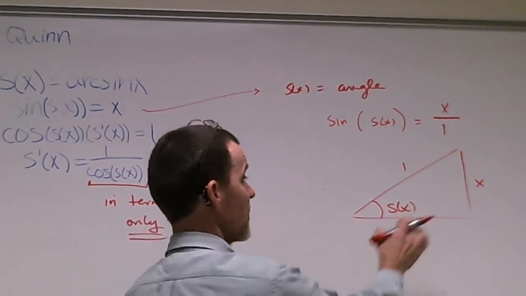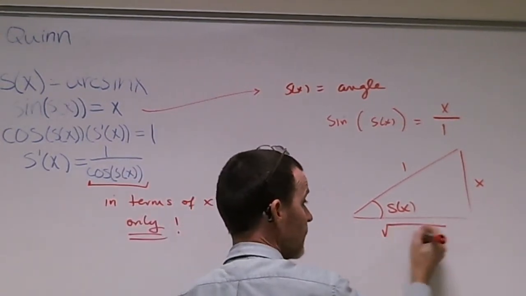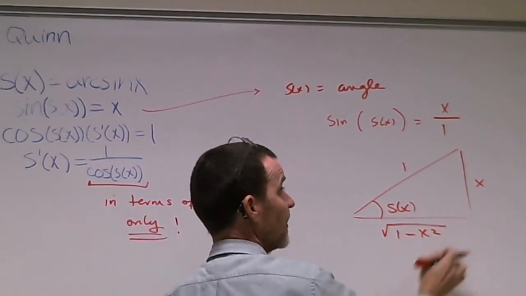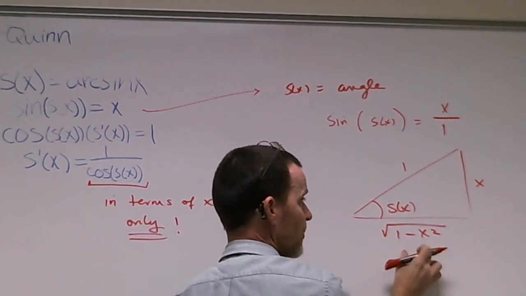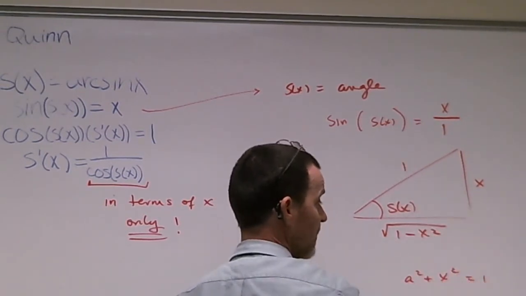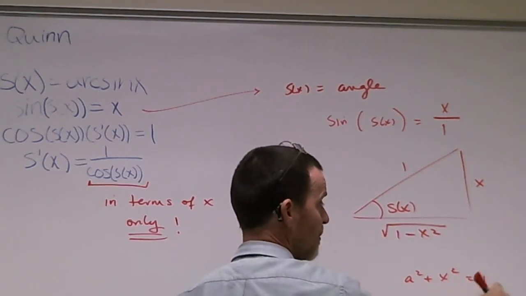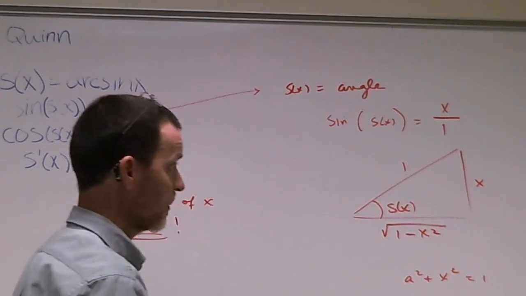So now, what's this side? This is 1. Right? This squared plus this squared has to be this. So whatever this is, a squared plus x squared has to equal 1. So a squared must be 1 minus x squared. So a must be the square root of 1 minus x squared.